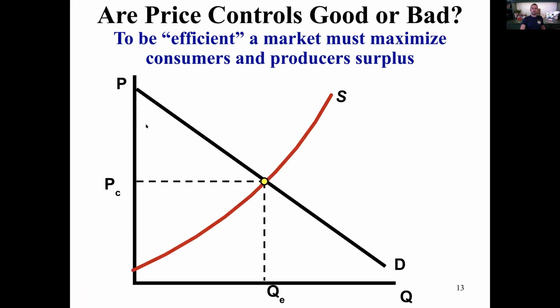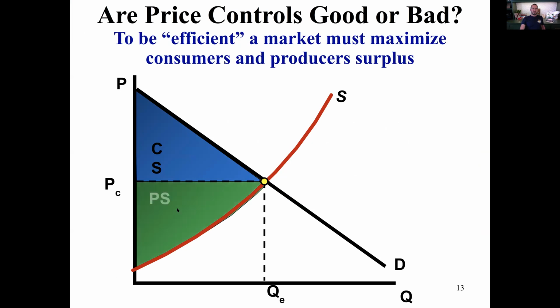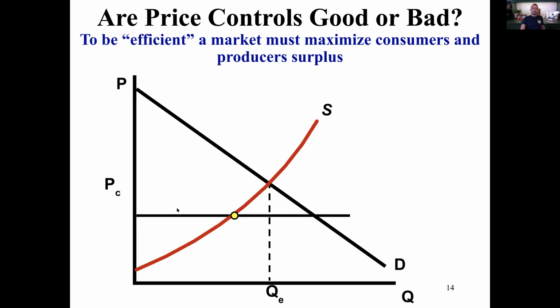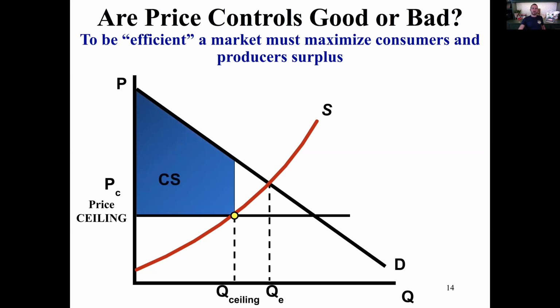So here's what it looks like without any sort of price controls. Your consumer surplus is up here, producer surplus is down here. If we have a price, what is that, a ceiling or floor? It's a ceiling, right? It is a binding price ceiling. The result is we want more because the price is lower. They don't want to sell us as much because the price is too low, and as a result, we're in disequilibrium. So the consumer surplus, does it go up or down?